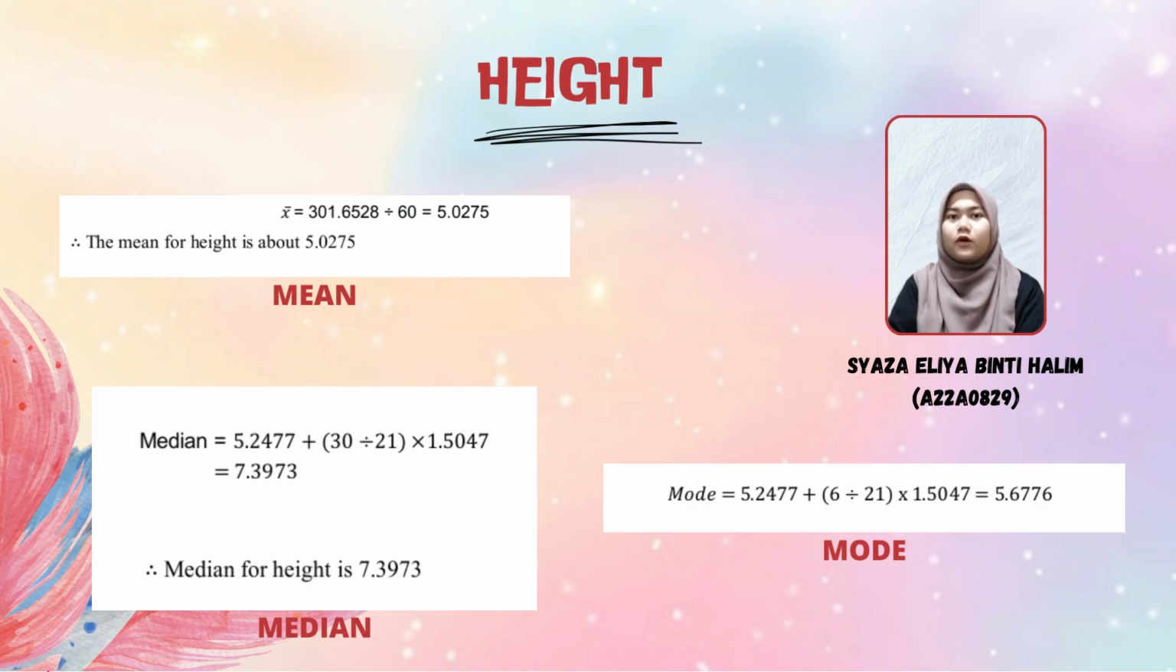The next is height. The mean for height we got is 5.0275, and the median for the height is 7.3973, and the last one for height is the mode, we got 5.677.